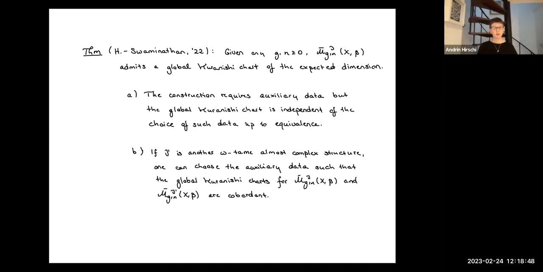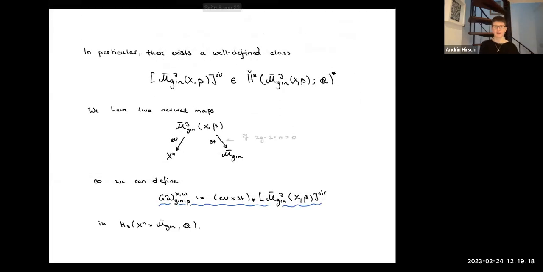And the other kind of uniqueness result we show is that if you're given another omega-tame almost complex structure, J prime, then we can choose these auxiliary data in such a way that the global Kuranishi charts for the moduli space of stable J-holomorphic maps and respectively for the moduli space of stable J prime-holomorphic maps are cobordant, in the obvious notion of cobordism you would assume between Kuranishi charts. So, as Indy said before, in particular, there exists a well-defined virtual fundamental class, which is independent of the choices you make.